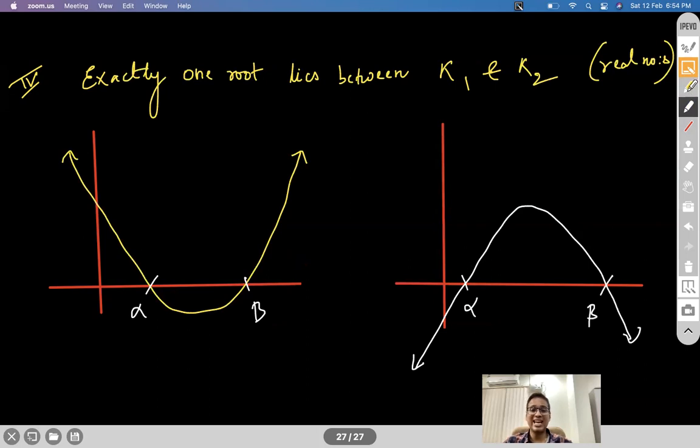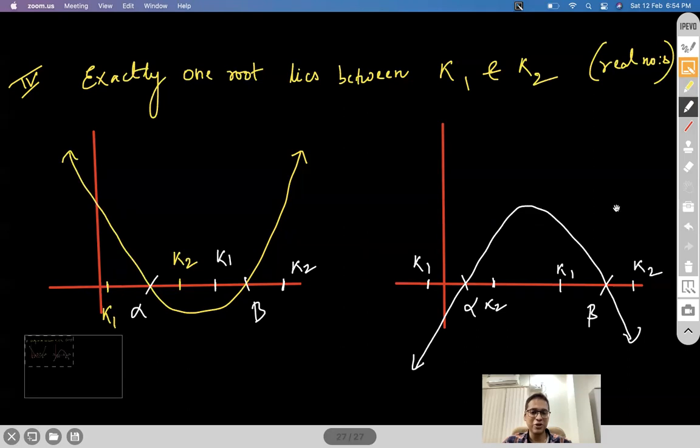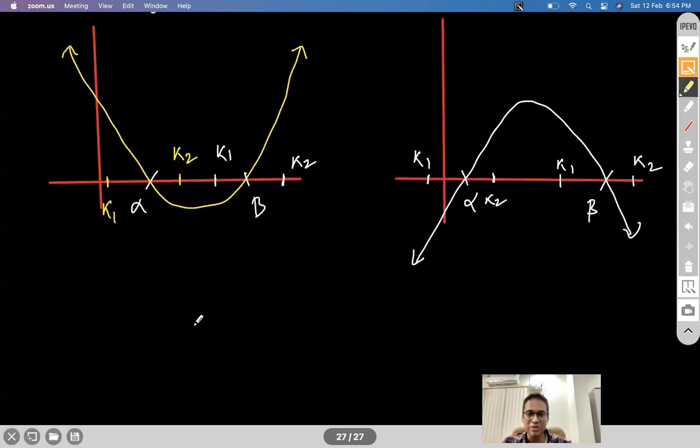Okay. So exactly one root lies between K1 and K2. Let's say it could be a situation like this, or it could be a situation like this. K1 is here, K2 is here. Similarly here also, K1, K2, or K1, K2, something like this. So please ensure we have to take care of all the four situations here.